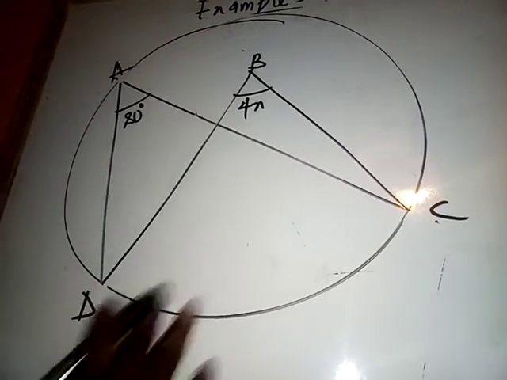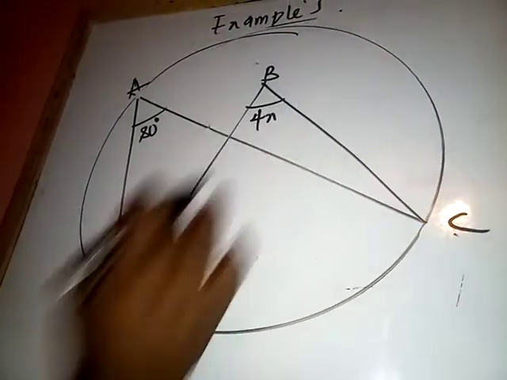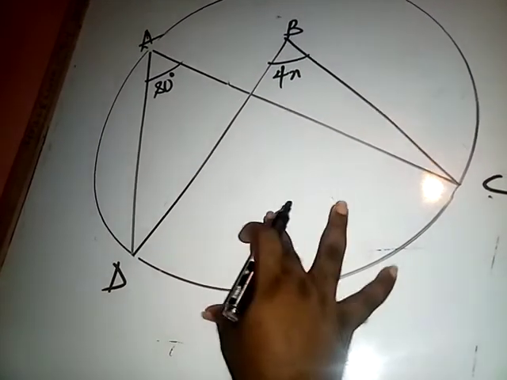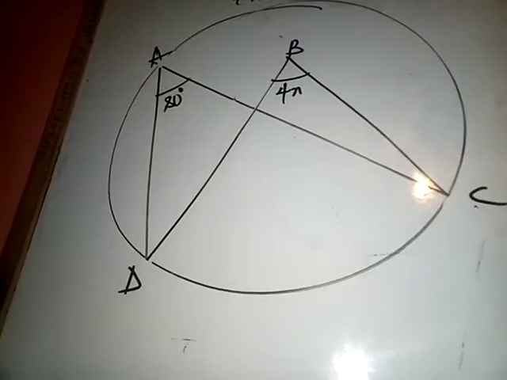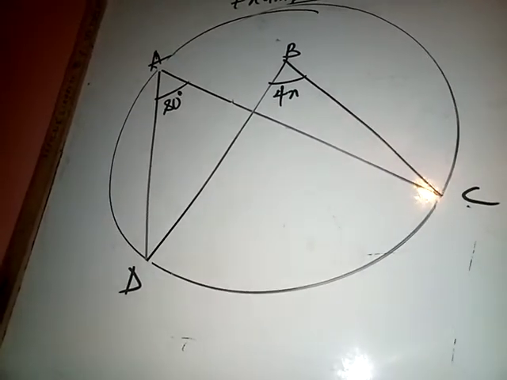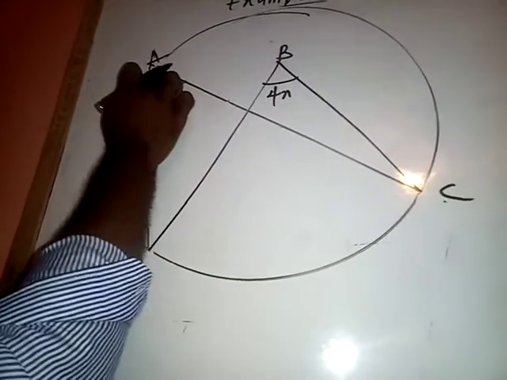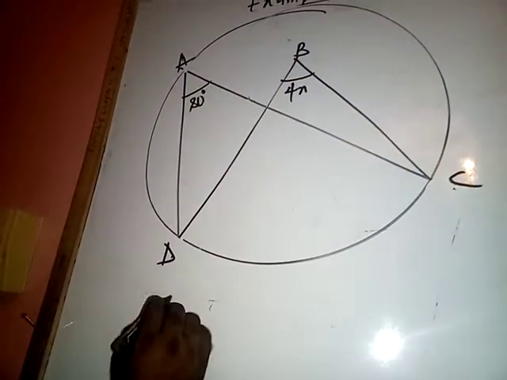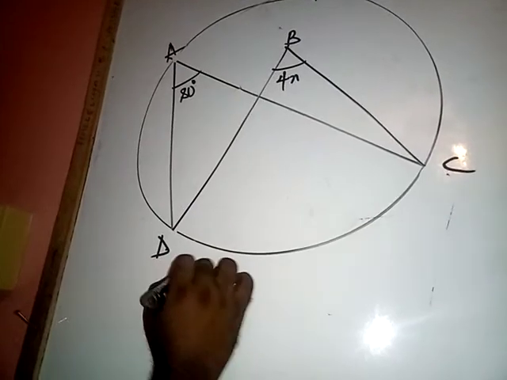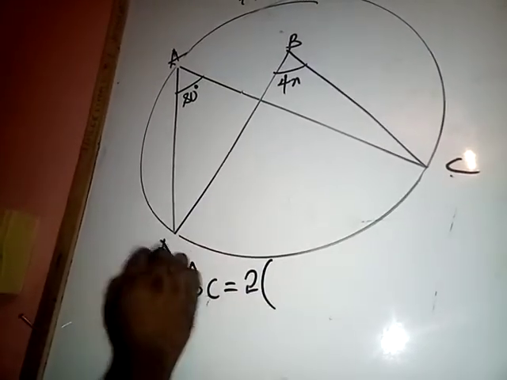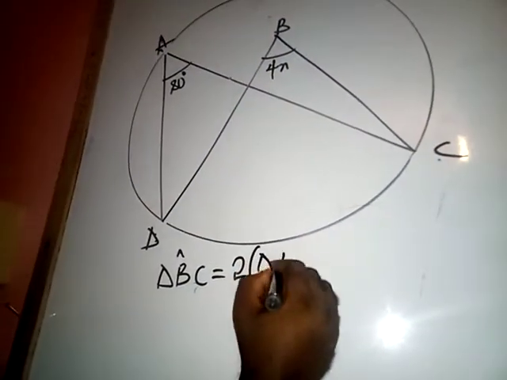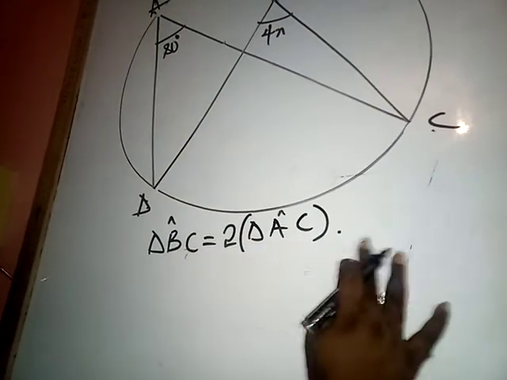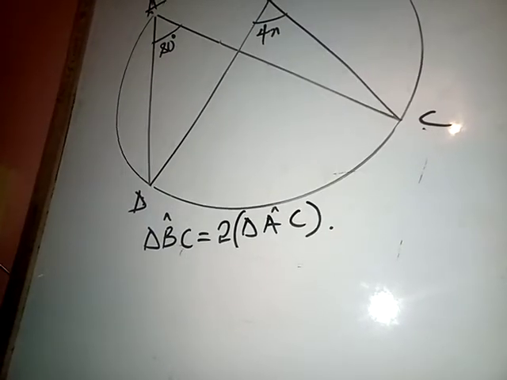Hey guys, example 3. We are looking for x. Remember that I said that twice angle at the center can be drawn like this. So now let me do something for you. This is the angle at the center. I'll say angle DBC is equal to twice angle DAC. So once we know this relationship, then we are good to go.